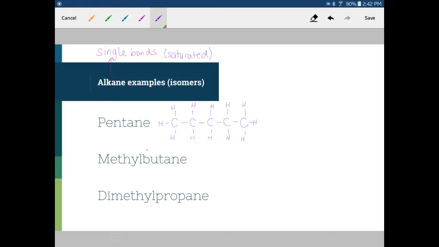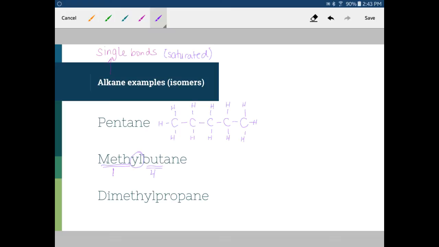Now, methylbutane. So bute is one of the new ones. Bute means 4. So if we look at what methylbutane means, well, meth again means 1. And you'll notice that we have this YL.